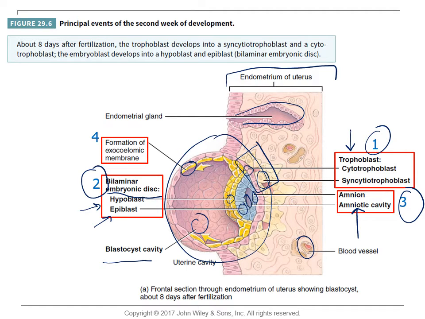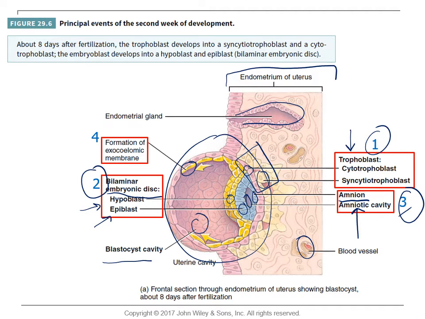Third, we have the development of the amnion. Like we said, as the amniotic cavity enlarges, a single layer of squamous cells forms a dome-like roof above the epiblast, and we call those the amnion. So the amnion forms the roof of the amniotic cavity, and the epiblast forms the floor.